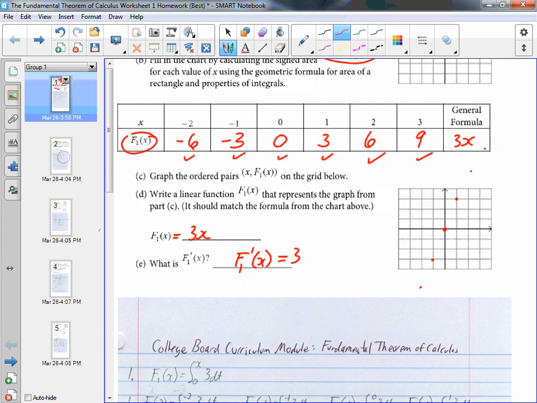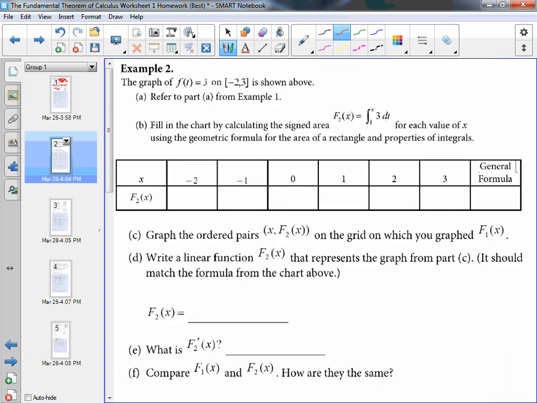Okay, you want to go ahead and do number 2 as well? Well, hang on. Nope, we're not going through the whole thing. All right, example 2.